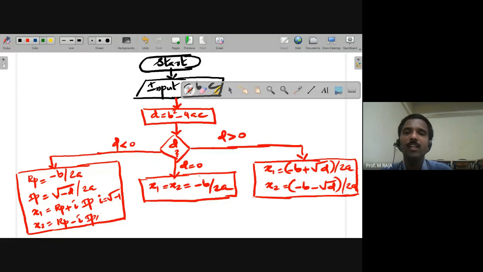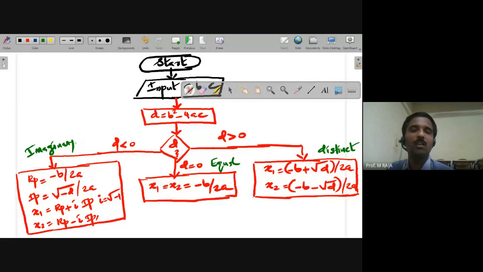So logically here the roots are real and equal. Here the roots are real and distinct. Here the roots are imaginary. Assuming that the computations are carried out here, the next step is to print the values of variables x1 and x2.